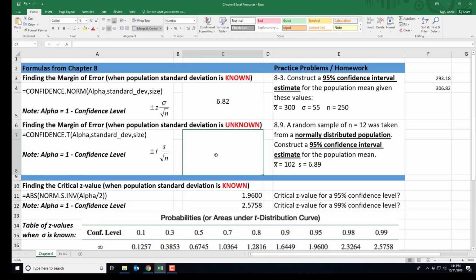Let's go ahead and do a margin of error or a confidence interval estimate when we don't know the population standard deviation. So here is the same problem from our lecture and our homework. So we'll do equals confidence.t. T reminds us that we don't know the population standard deviation, so we're going to be using t critical values. So we'll do parentheses. The alpha in this scenario, since our confidence level is 95%, is going to be 0.05, comma. The standard deviation is our sample standard deviation. We'll type in 6.89, comma, and then our sample size was 12. Close out and hit enter. We get 4.38 for our margin of error.